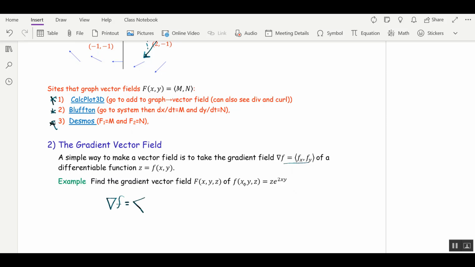The first component is going to be the partial with respect to x. So that will be 2y will come down to, so 2yz e to the 2xy, comma. Next entry is partial with respect to y. That is a 2x comes down, so 2xz e to the 2xy, comma. Partial with respect to z is easier. It's just e to the 2xy. And so there's our vector field.